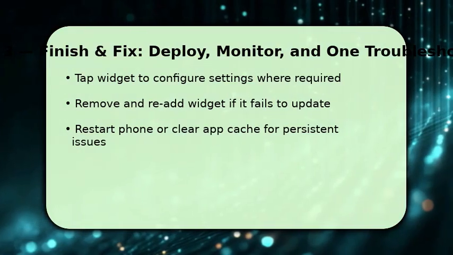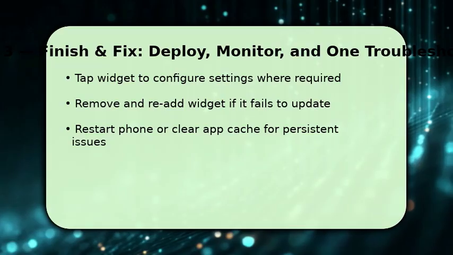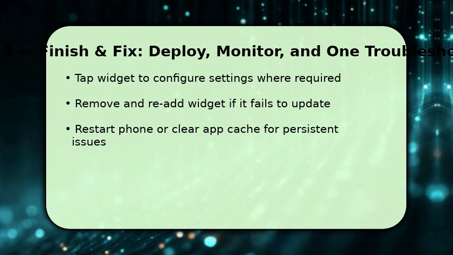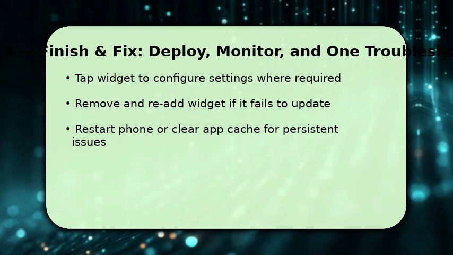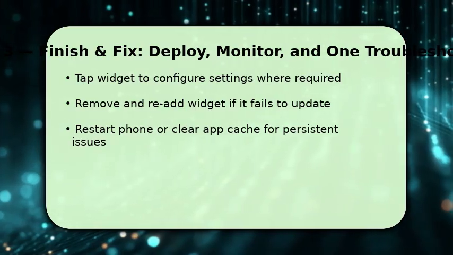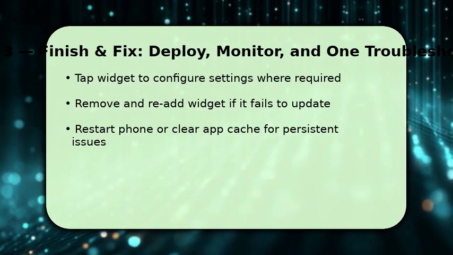Finally, tap the widget to configure any settings, such as accounts, update interval, or shortcuts. This ensures it displays the data you want. If the widget doesn't update or shows blank content, remove it and re-add. Often that reinitializes permissions and refresh tokens.